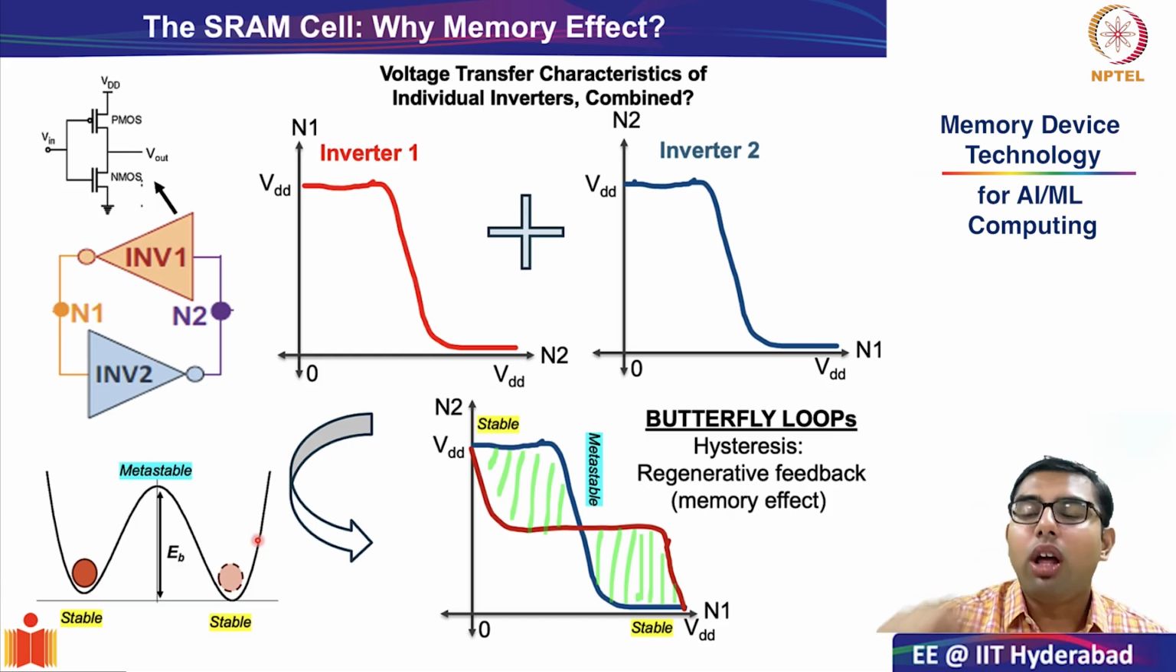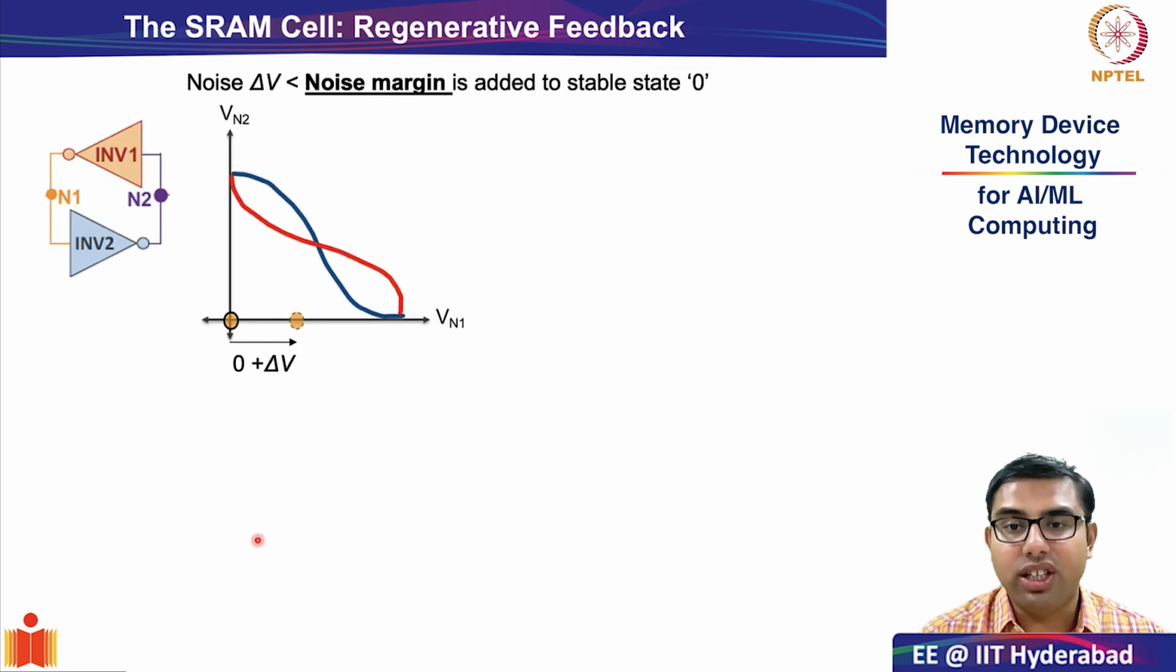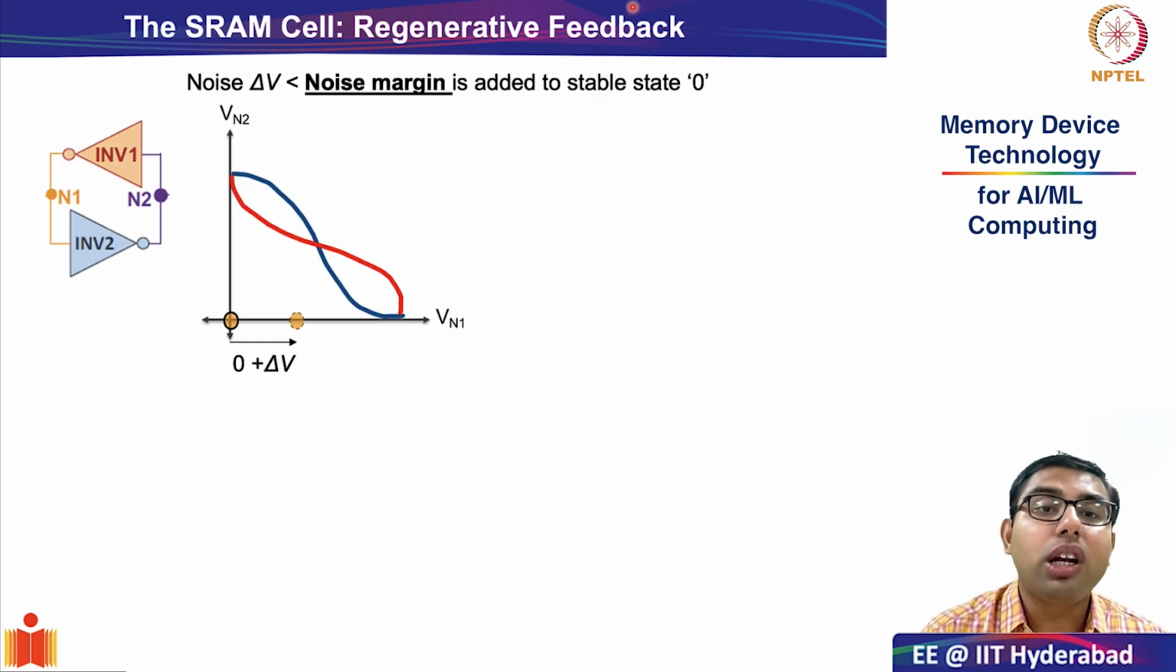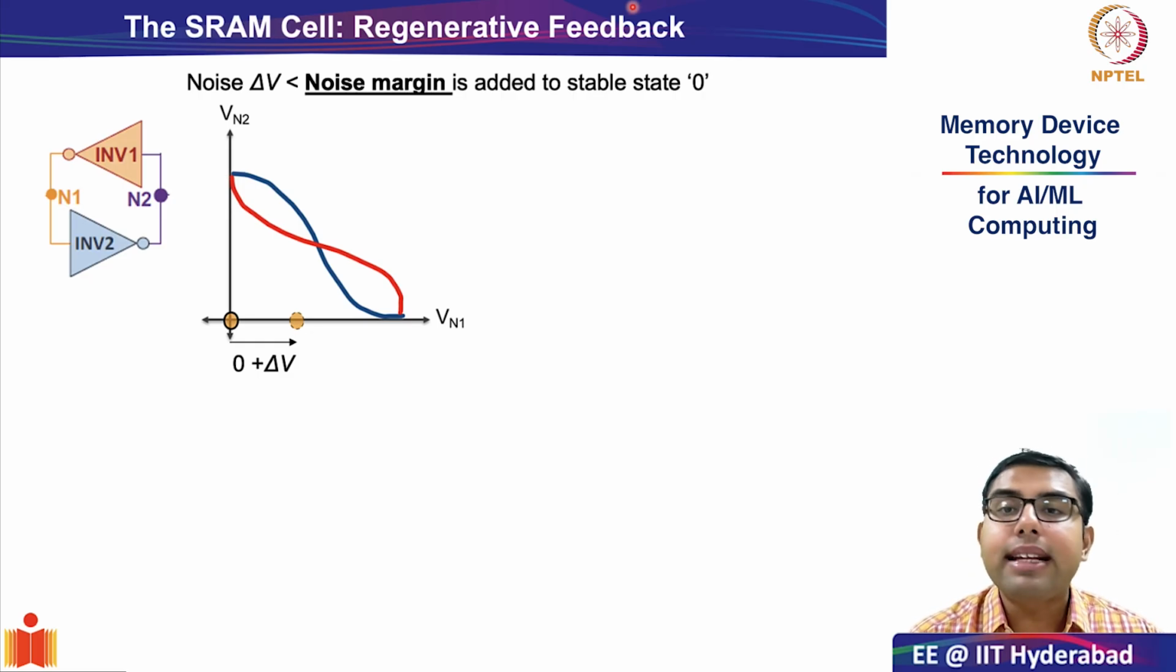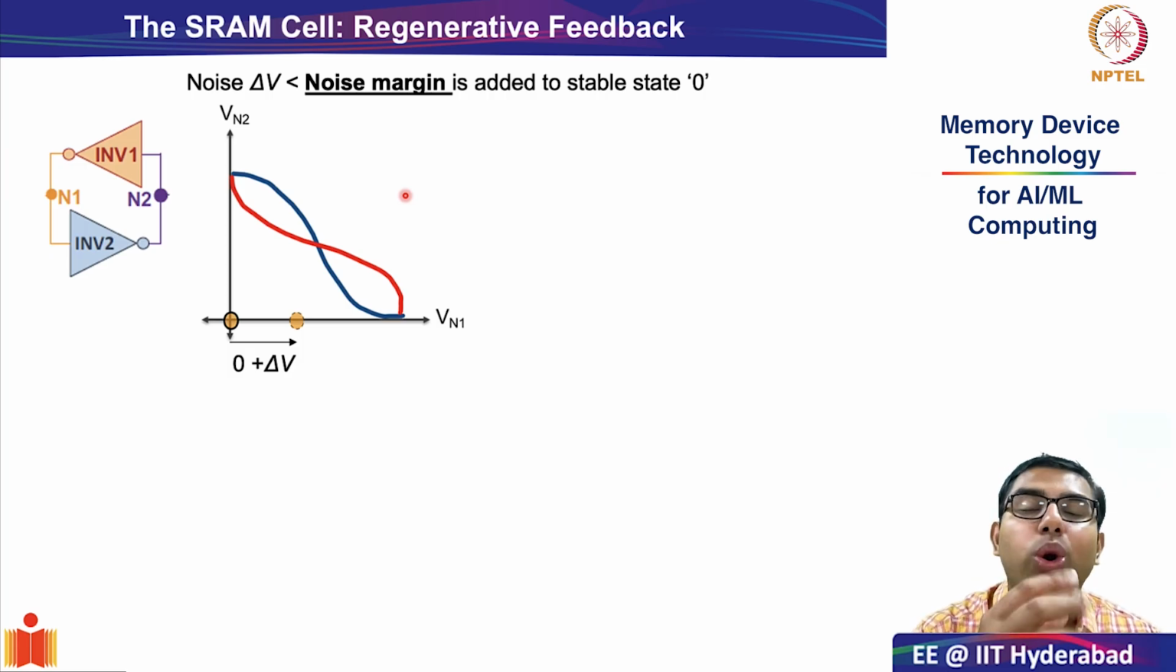Okay. Now we come back to the original question. Why do we have a memory effect, or as we will see in this particular slide, why do we have this regenerative feedback? To understand this, what is the meaning of regenerative feedback? What is the meaning of regeneration? The meaning of regeneration is, if a system is pushed a little out of its stable state, can it come back? Can it return back to its original state?